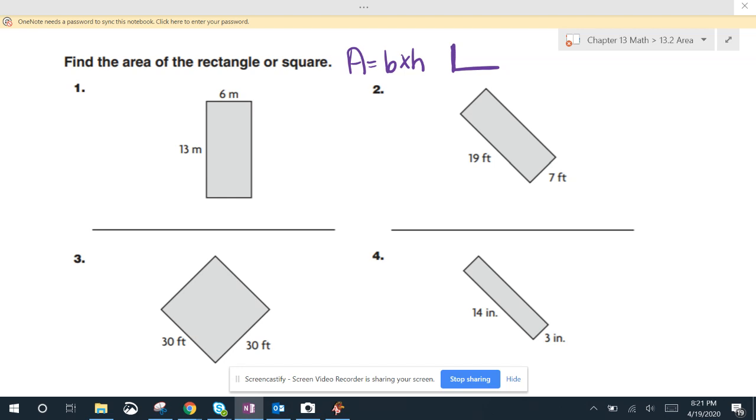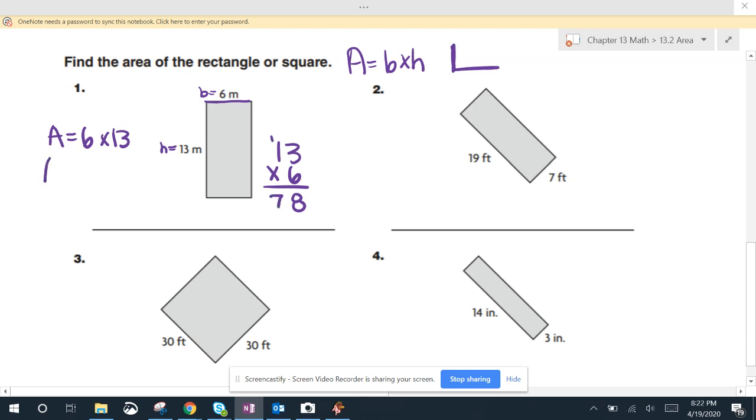Okay, let's go ahead and solve problem number 1. So my base is the one going horizontally, so it's going to be B equals 6 and H equals 13. So my area equals base, which is 6, times 13. Now in order to do that, I'm going to show my work. So I'm going to do 13 times 6. 3 times 6 is 18. Regroup my 1. 1 times 6 is 6, plus 1 is 7. So my area is going to equal 78.